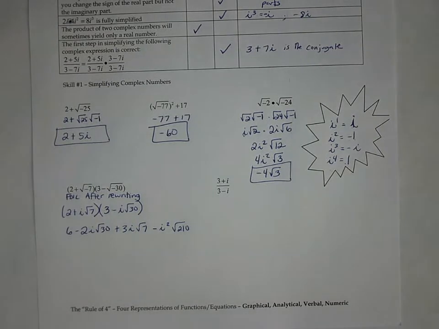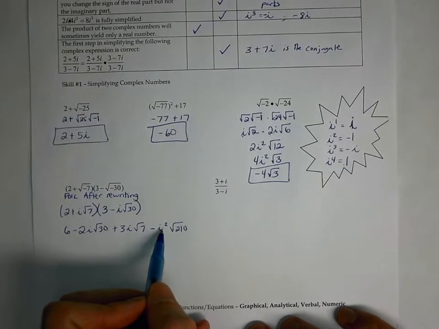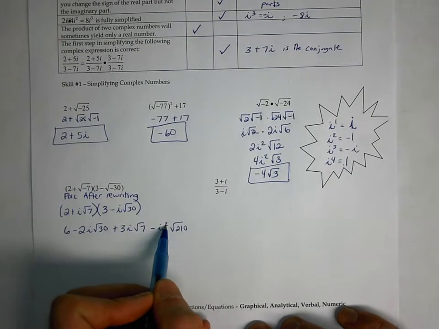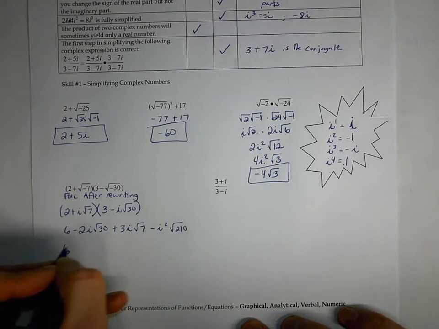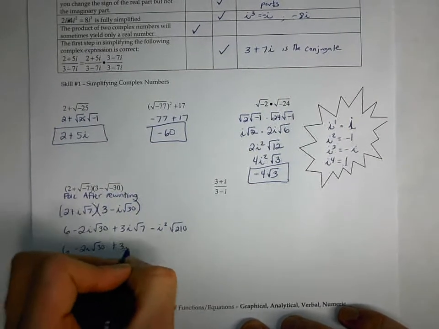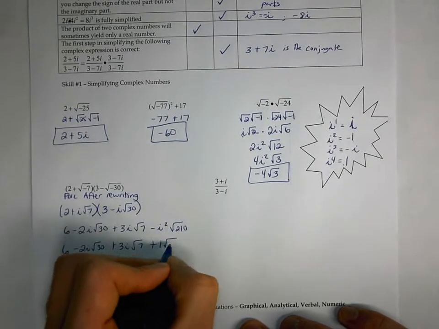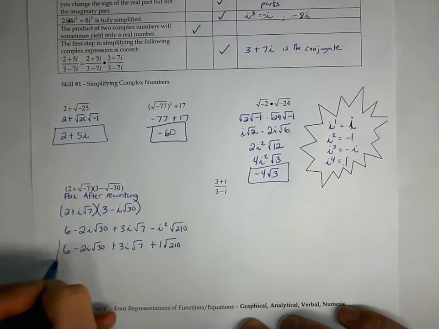Now we can combine like terms and simplify. And really here I can see my i squared is going to be converted to a negative 1. So I've got 6 minus 2i square root of 30 plus 3i square root of 7 and then plus 1 times the square root of 210.